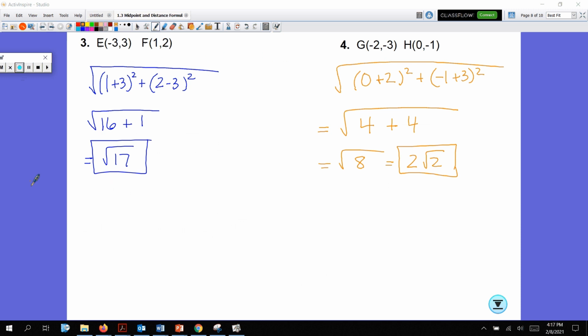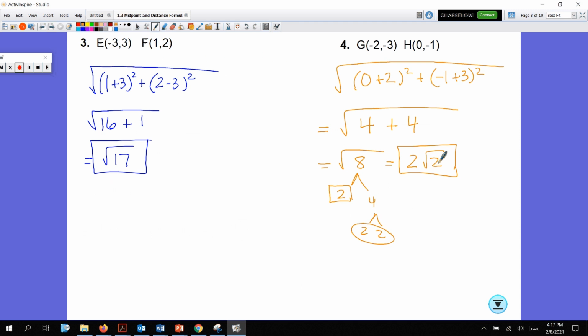Okay, so in number 4, you should have gotten 2 root 2. Remember, the square root of 8, that breaks down. If you want to do prime factorization, 2 and 4, 2 and 2. I got a pair of 2s, meaning 1 comes out front. I have this spare 2. It stays inside. It has no friends to play with.